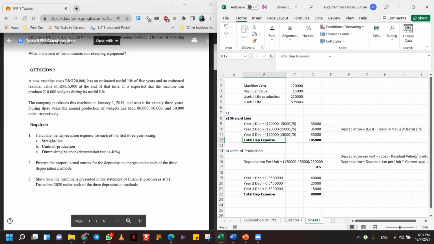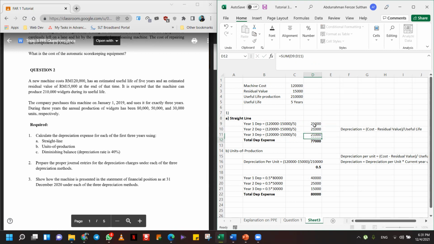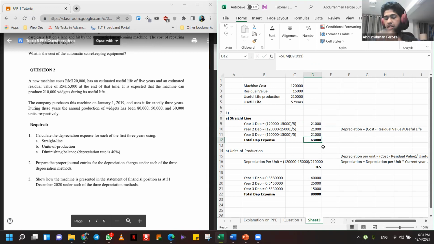What does the question mean by, calculate depreciation expense for the first 3 years? You have to calculate the depreciation expense for each year. You understand? The useful life is 5 years, but we have to count it for 3 years only. So for each year you calculate, and the total depreciation for those 3 years is 60,000 using the straight line method.